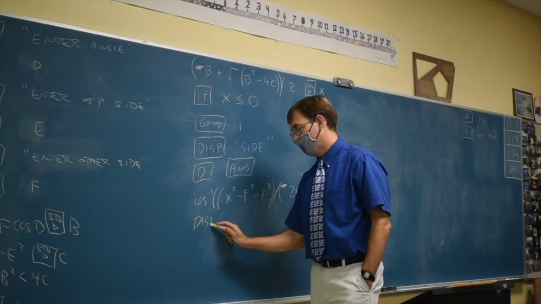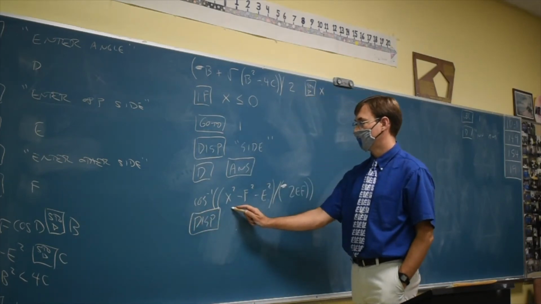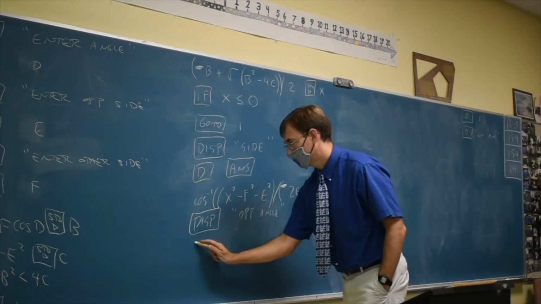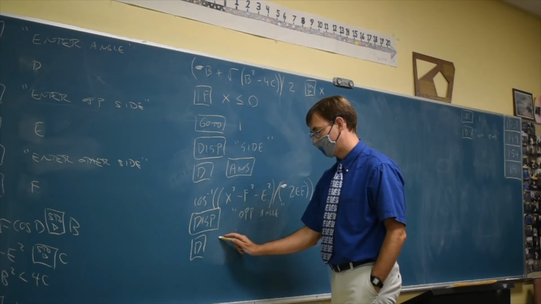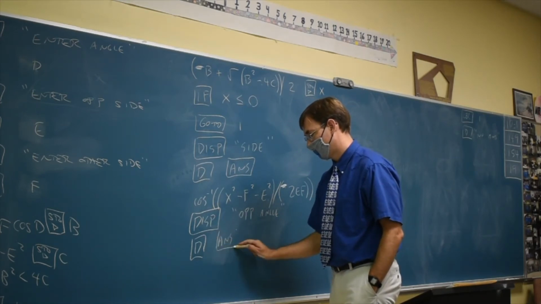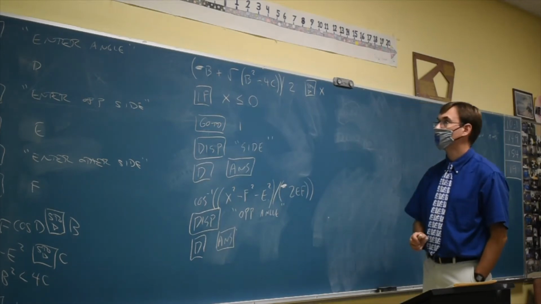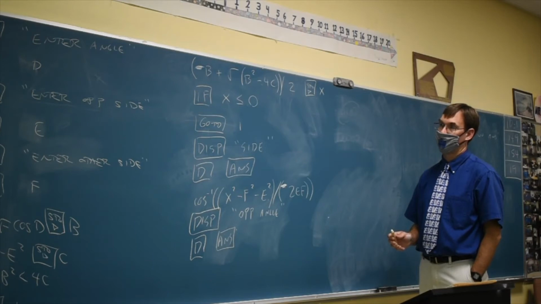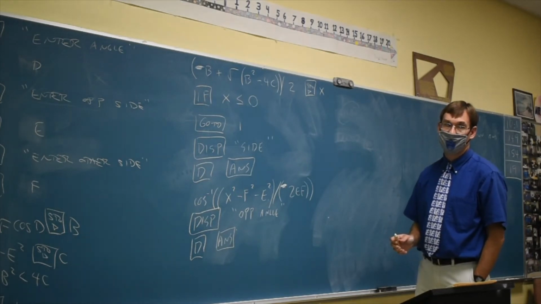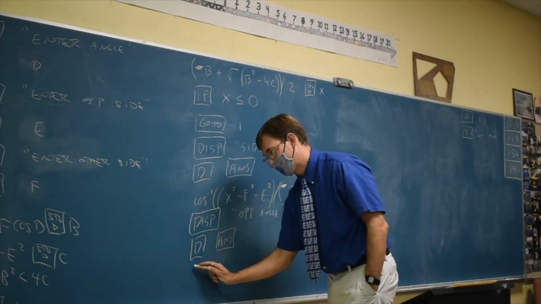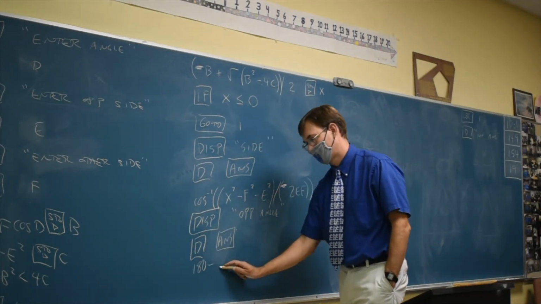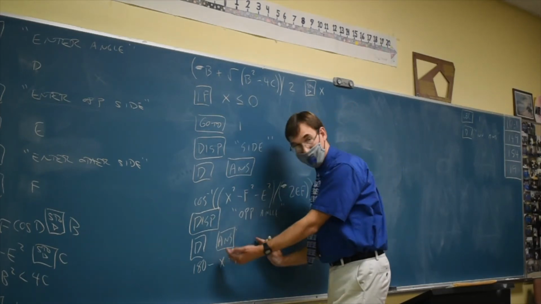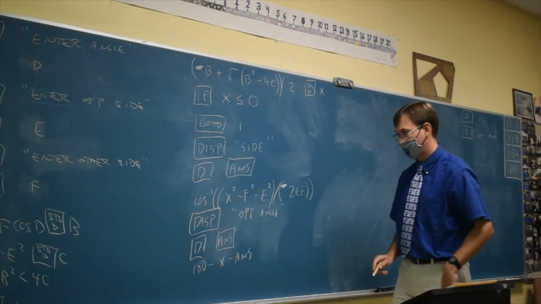Display opposite angle. Another display, answer. Then what? On to the next thing. On to the next angle. How are we going to get that nice and easy? 180 minus x minus answer. Or we could do the minus with the parentheses and the plus. We've had that discussion on some of the other ones.